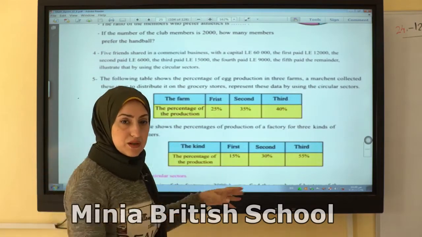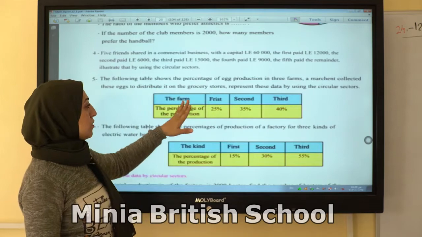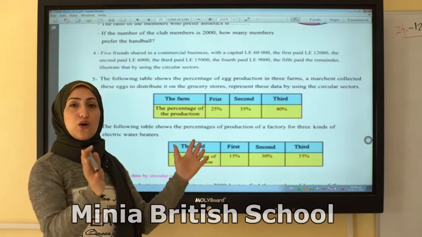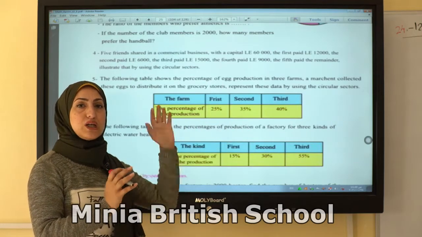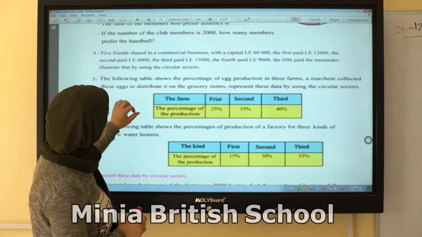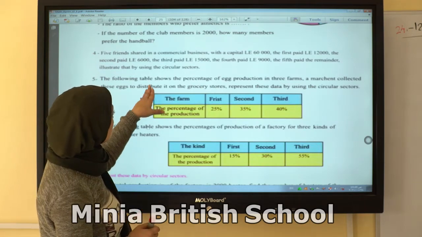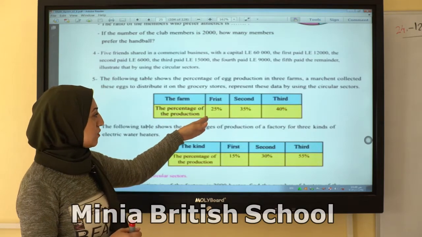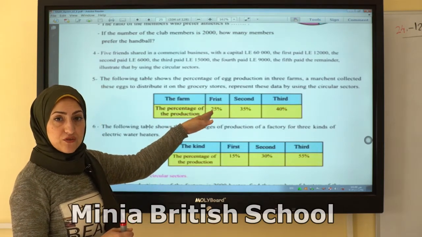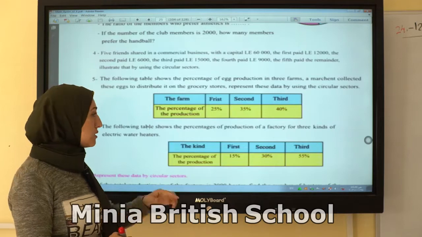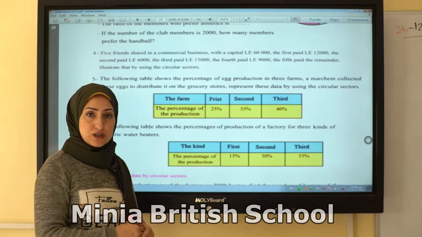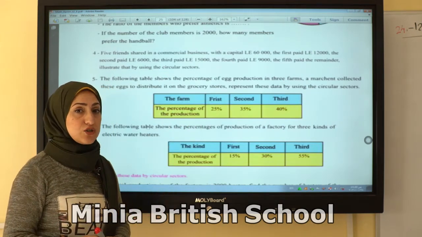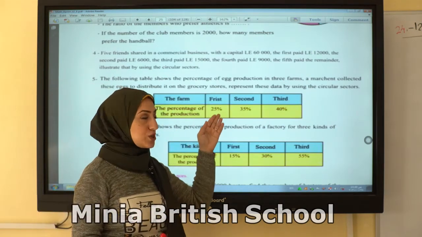Here in this table, he gives me the percentage, okay, and wants me just to draw the circular sectors as we did just now. The following table shows the percentage of egg production in 3 farms. This is the first one, 25%. It means if we calculate it, 25 over 100 times 360, it will give you 90 degrees.